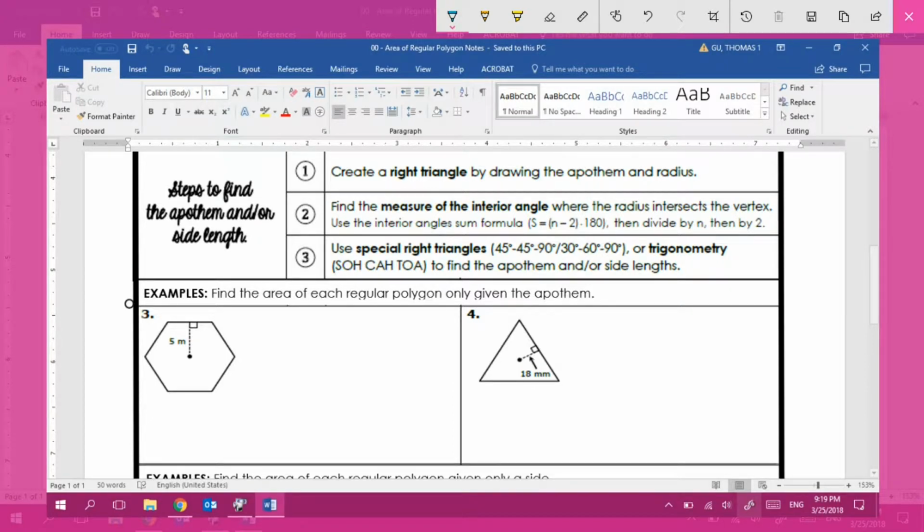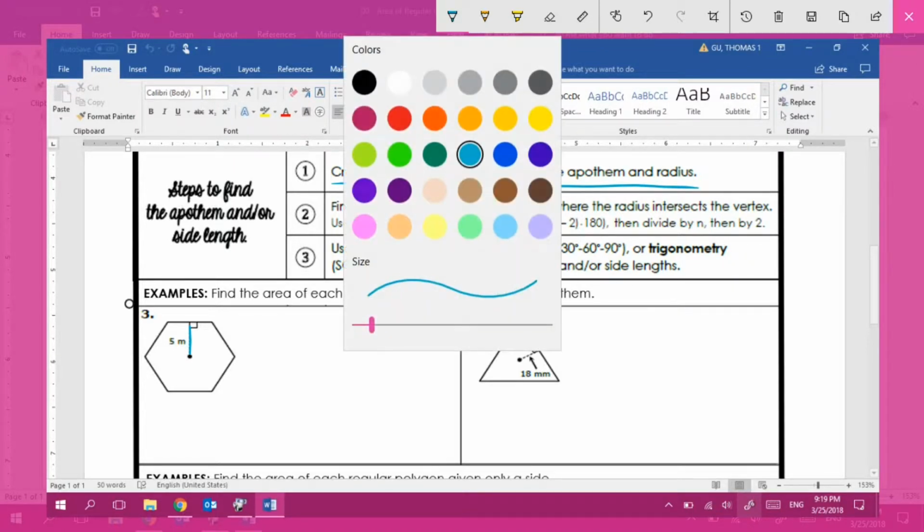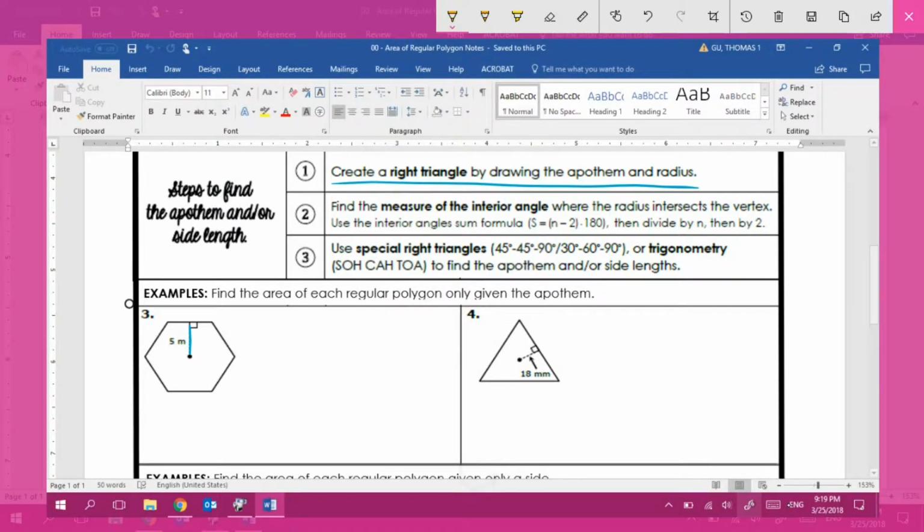So look at number 3. Number 3, you're only given the apothem. That's 5, okay? So right there, that's the 5. But I need the perimeter to find my area, right? So how would I find my side length that would give me my perimeter? First, we're going to create a right triangle, step 1. Create a right triangle by drawing the apothem and the radius. The apothem's already drawn. Now I need to draw the radius. So I'm going to, from the center to the corner.